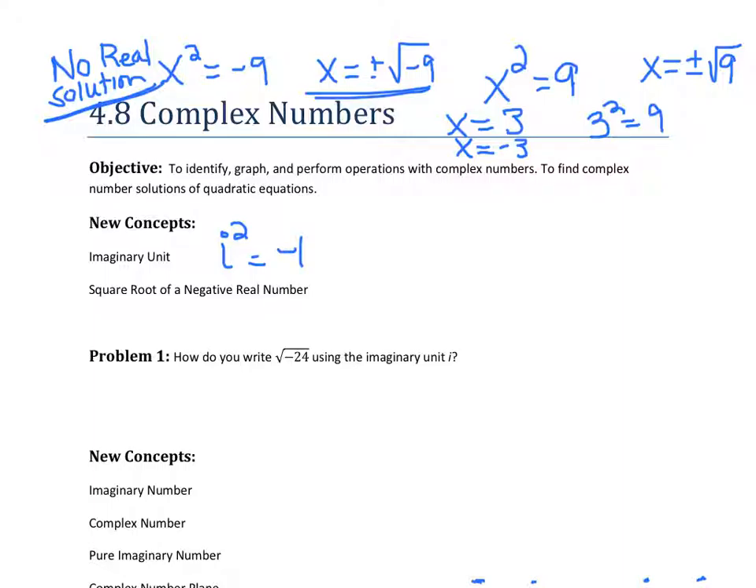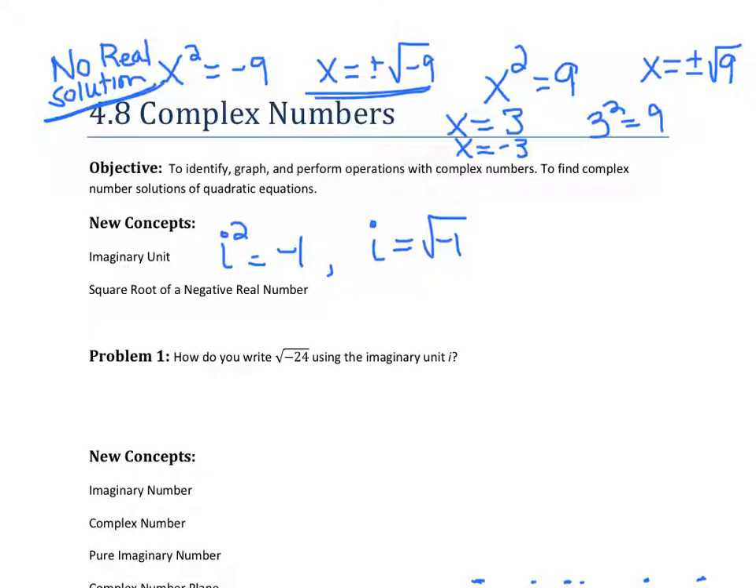And so we can now solve a radical that has a negative underneath the square root. And so as you continue to look at this, if i squared equals negative 1, then i, the imaginary unit, has to equal the square root of negative 1. And so that's what we're going to be using to solve square roots of a negative number.